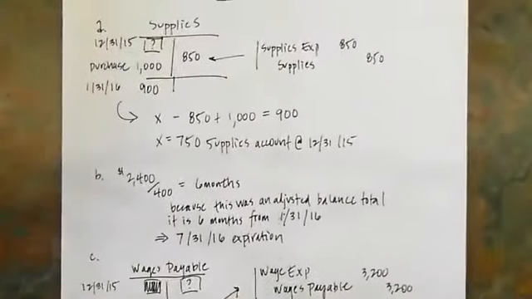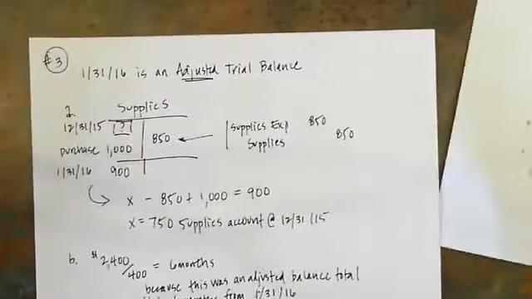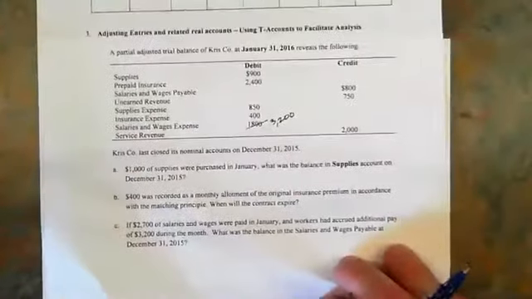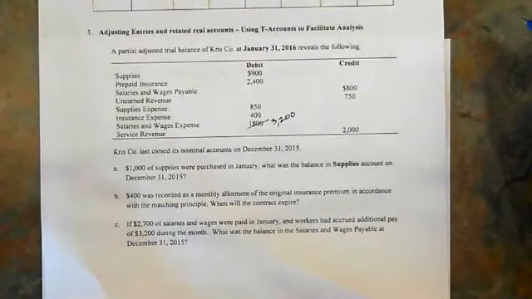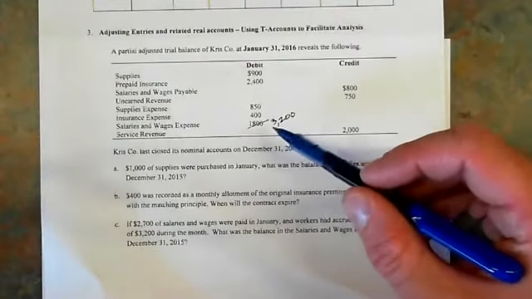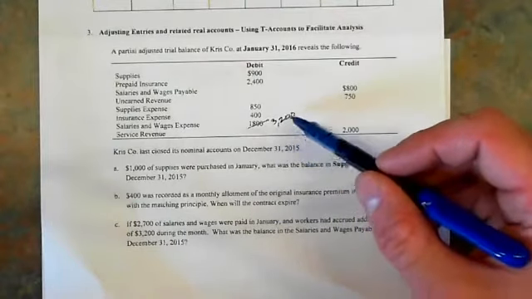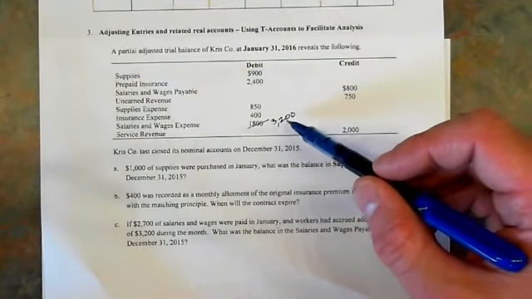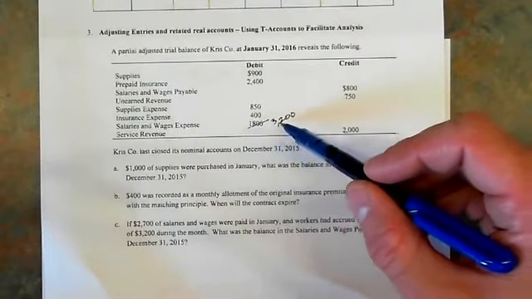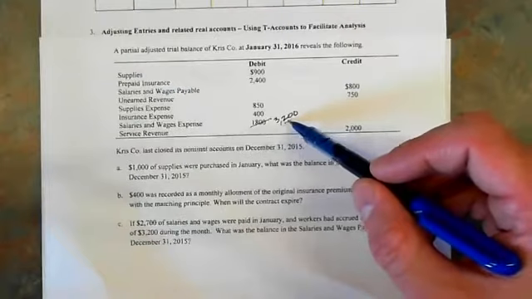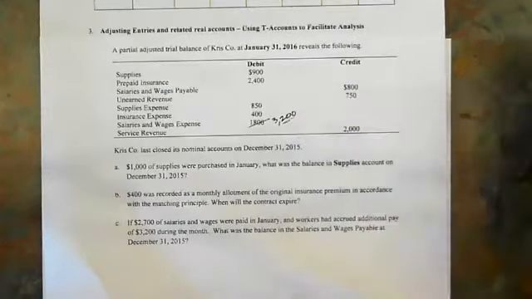Okay. Number 3 is another very interesting problem. It really forces you, once again, to use your adjusting entries. Now, one thing I noticed when updating this problem, it could confuse you. It doesn't throw off the numbers any, but this salaries and wage expense would more appropriately be stated at 3,200, and we'll see why in a second.